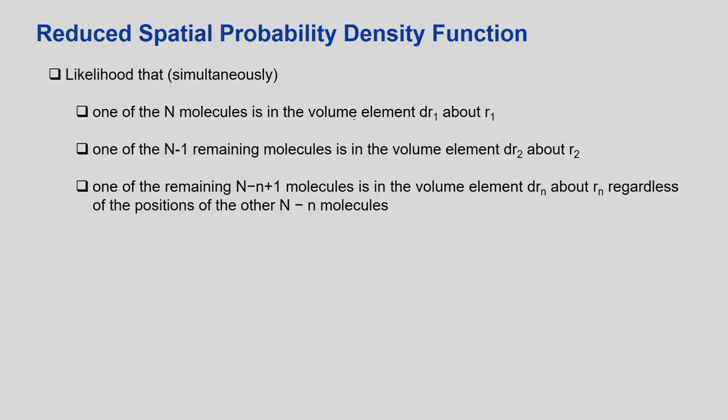So now, as I told you, all the atoms are indistinguishable, not distinguishable. Then any of the n molecules can be in dr1.